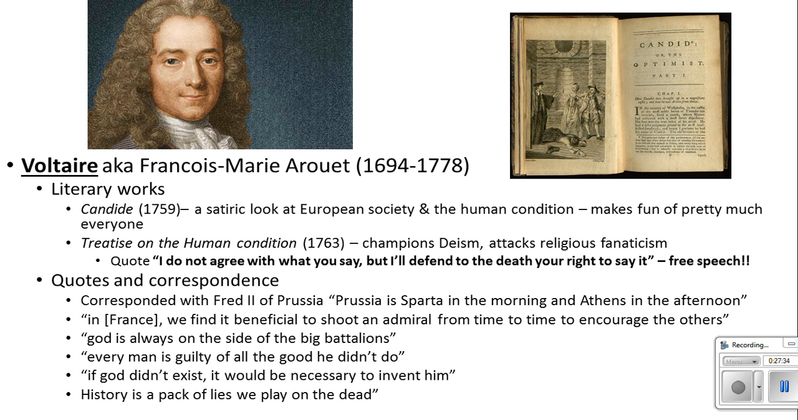Voltaire famously corresponded a lot with Frederick II of Prussia. They wrote letters to each other. They even visited each other from time to time.